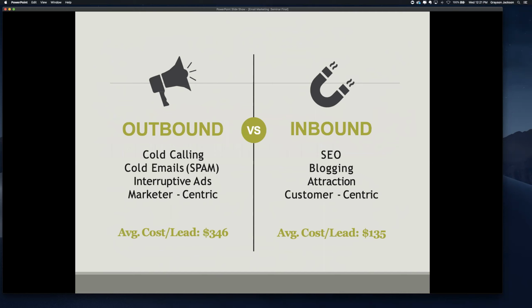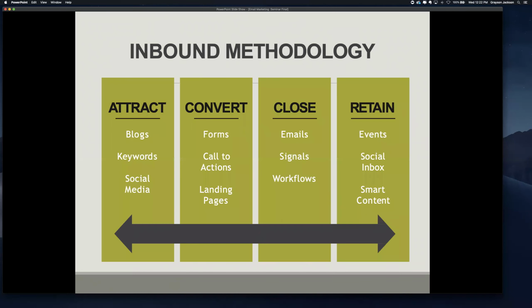Outbound versus inbound: cold calling, cold emails, interruptive ads. Outbound marketing is very marketer centric. It's very much around the marketer, whereas inbound, search engine optimization, blogging, attraction, is very focused around the customer. And obviously the average cost per lead is much less on inbound because you're creating valuable content that is effective, and the return on that is more direct.